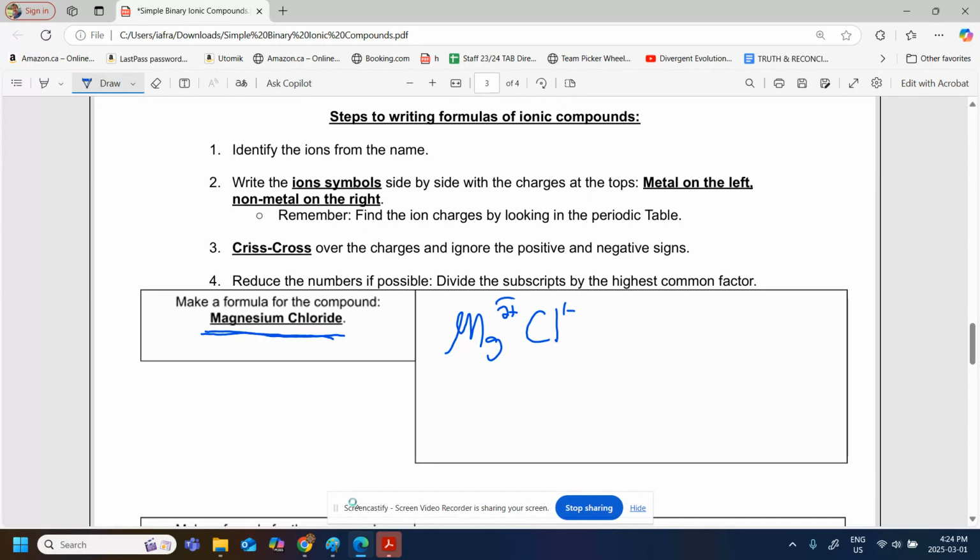What we can do now is circle these and do what's called a crisscross. You bring the charge of the non-metal down to the metal, and you bring the charge of the metal down to the non-metal. And then you drop the plus and minus, and you just write the numbers. Mg 1, Cl 2. Don't forget that because this is a 1, you don't have to write it. So your cleaned formula is MgCl2. That's called the crisscross method.